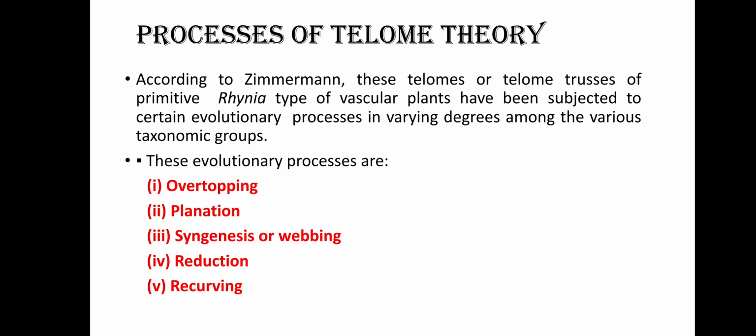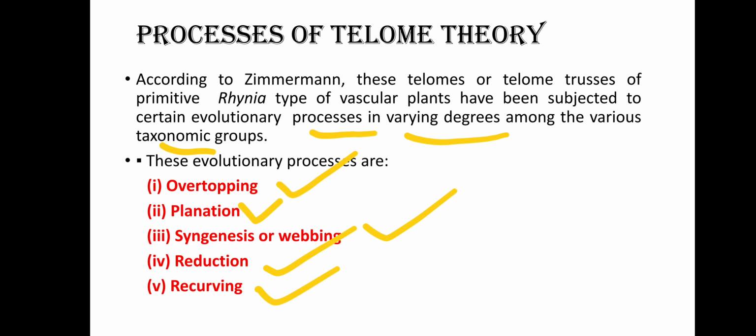Then the process of telome theory. According to Zimmermann, the telomes of the primitive Rhynia type of vascular plants have been subjected to certain evolutionary processes in varying degrees among the various taxonomic groups. So they followed some steps in the evolutionary process to become the modern sporophyte from the primitive type. These steps are overtopping, planation, then syngenesis or webbing, then reduction, then recurving.